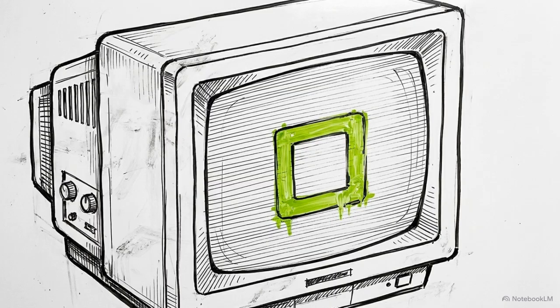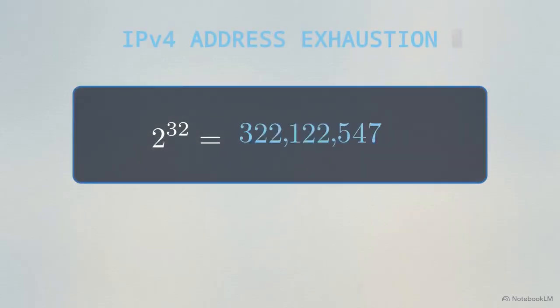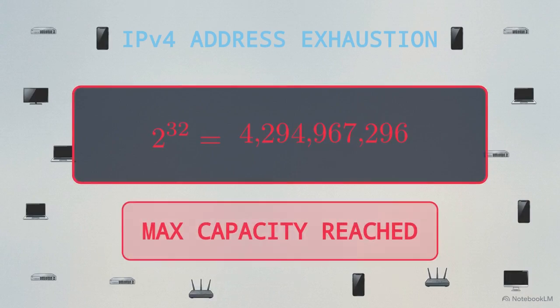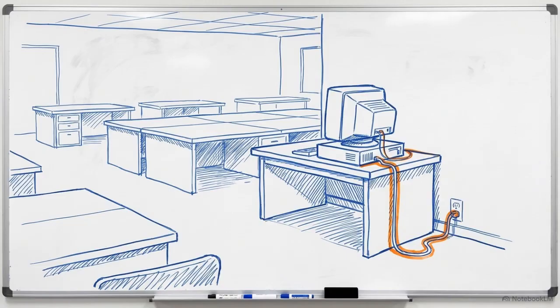The original internet architecture uses a 32-bit system. Mathematically, that put a hard cap on the total number of unique addresses at roughly 4.3 billion. In the 1980s, 4.3 billion seemed inexhaustible.